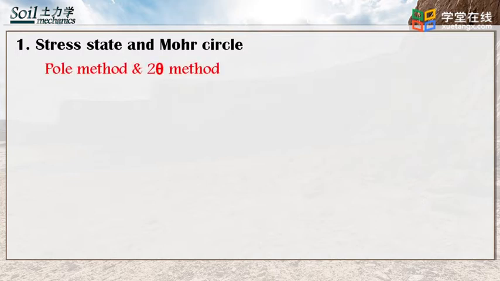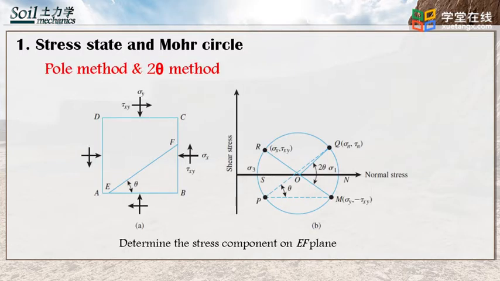For the soil elements shown on the left side, the stress at plane BC and the plane AB refer to the stress states at point R and M in the Mohr circle, respectively. You can find the normal stress and the shear stress at any plane for given soil elements by using the pole method or 2θ method.